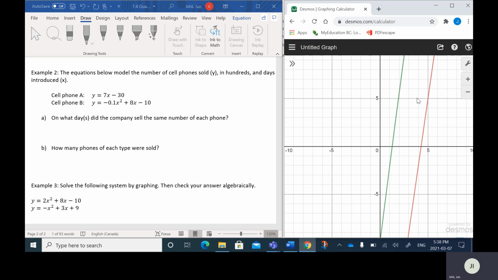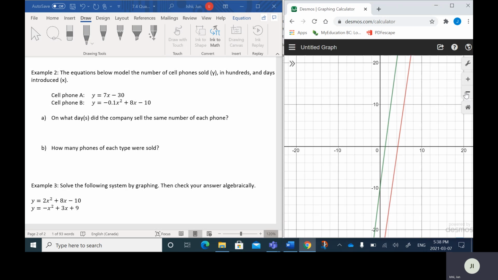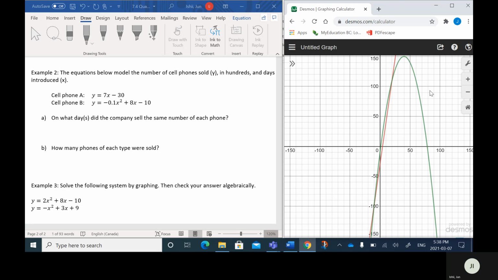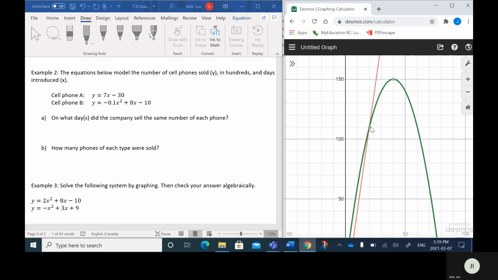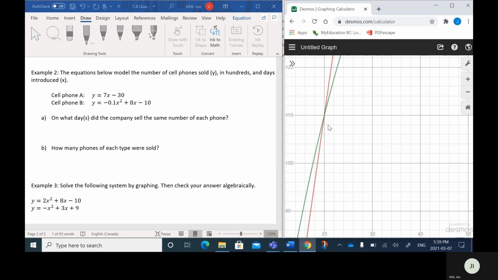All right, so right now it probably looks like two lines, right? So let's just zoom out a bit. All right, so you can see that the green one here is the parabola, and the red is the line here. Okay, so it's going to cross somewhere here. The beauty about Desmos is I can just click through it, and it'll automatically give me that point of intersection. So if I zoom in to that point, yeah, you can see that this is where the two lines cross.